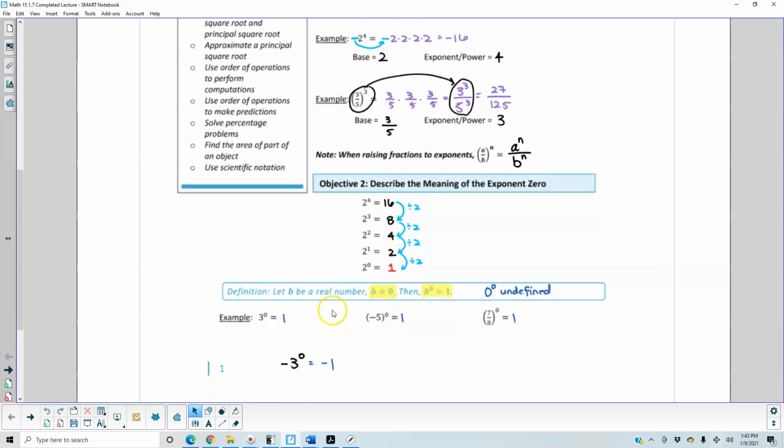So what does that mean? The definition. If we let b be a real number and b does not equal 0, then b raised to the power of 0 is going to equal 1. Now, 0 to the power of 0 is undefined.